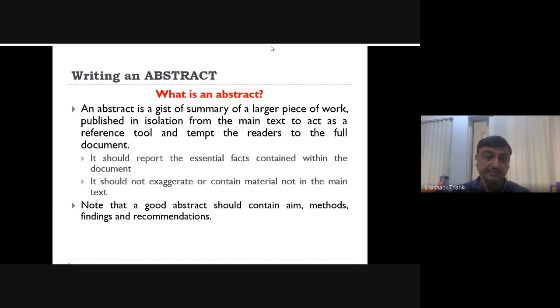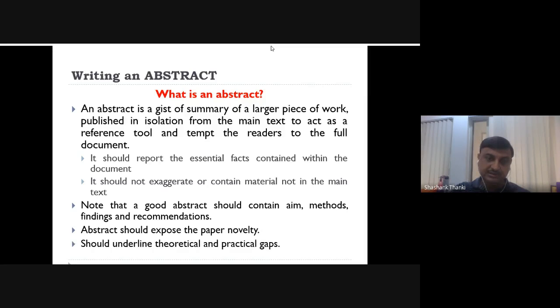It should contain aim, method, findings, and yes, very important, recommendations. And I should add one thing here, that is limitations. All these things should be there in the abstract. It should always expose the novelty of your paper. Very critical. Underline the gaps, either theoretical or practical.